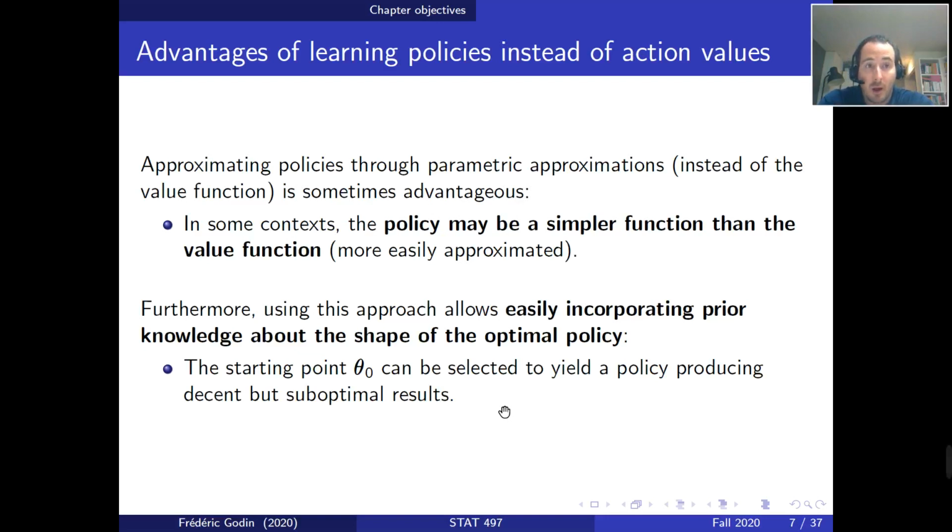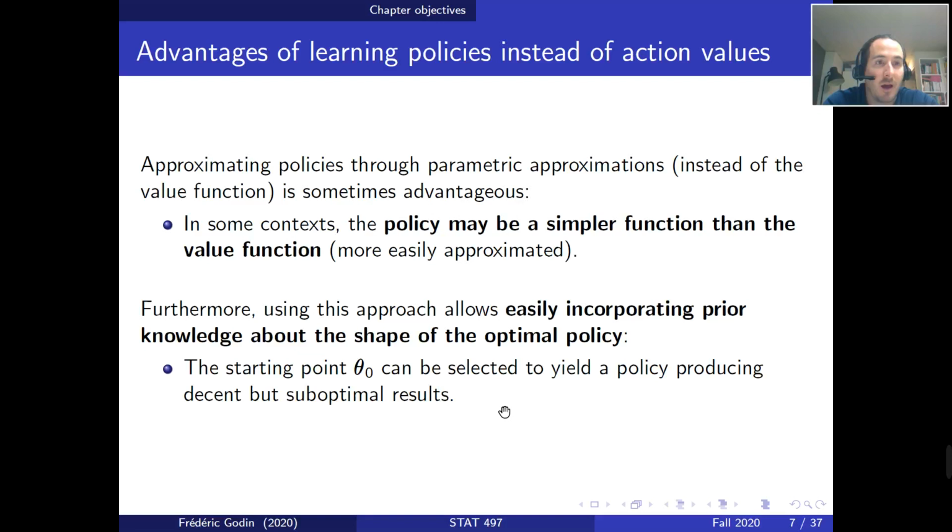Another advantage of directly learning the policy rather than learning the value function is the starting point. When we do stochastic gradient descent, we typically need to specify a starting point for the parameters. Sometimes for the value function, it's really hard to get an idea of what the value function is in the initial state. Sometimes you have no clue about that, whereas it's sometimes easier to get a better idea of what the optimal policy should look like. You don't know exactly how it is, but you might have a rough idea of what it should look like. So in that case, it might be easier to propose a decent, not optimal of course, but decent starting point for parameters of the policy.